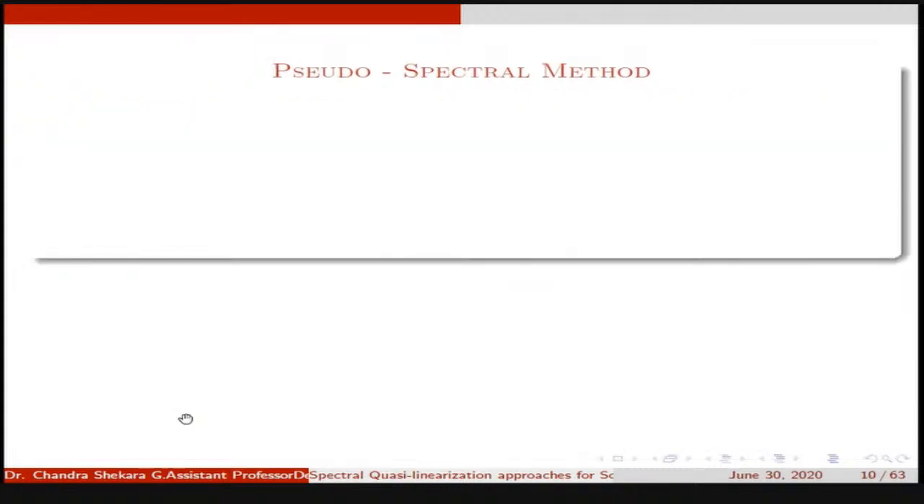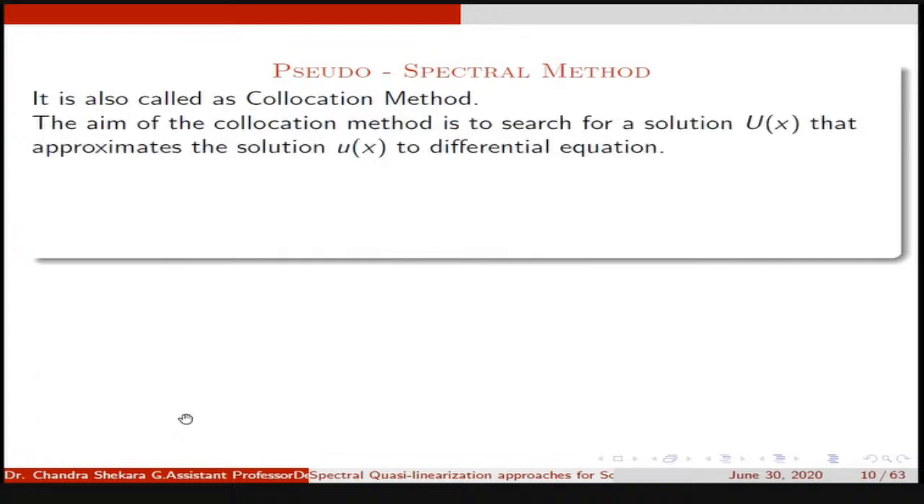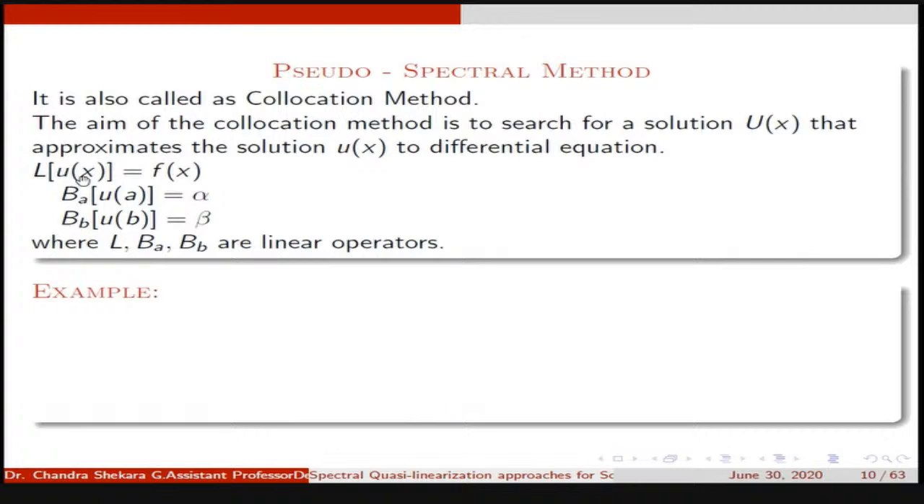Then in the next slide, I'm going to explain the steps I mentioned for a particular example by considering a general second order linear differential equation. The main point in a spectral method is that we try to approximate the solution capital U of x to a differential equation of the form L of U of x is equal to f of x, where L is the linear operator, subject to the boundary conditions. So the left boundary condition BA and right boundary condition BB. Here the operators L, BA, and BB are linear operators.